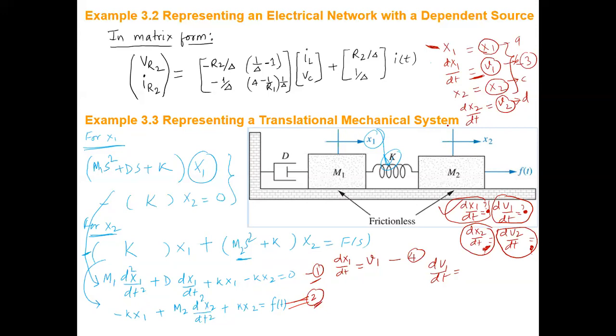How do you get that? Do you think I can get this dv1 from 1? Let's see. Divide both sides by m1. Okay, so then m1 cancels. So can I rewrite this guy as dv1 over dt? Yes, this guy.